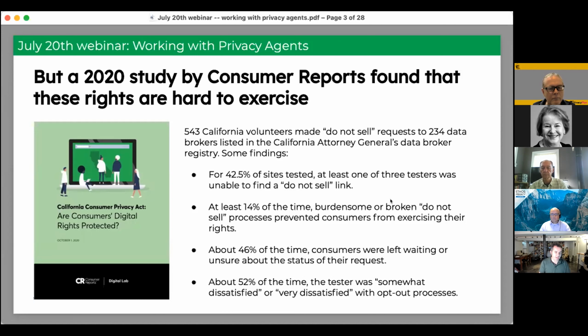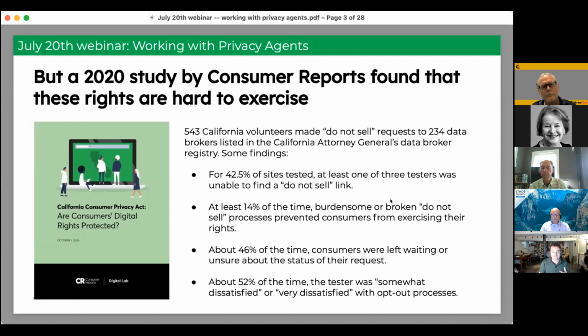About 1/8 of the time, the do not sell process that was established just wouldn't work, or it would be overly burdensome. Like you'd have to submit some documentation, which is actually against the statute. About half the time, consumers were either left waiting or just unsure that the request was processed. And a little over half of people were either somewhat or very dissatisfied with opting out.